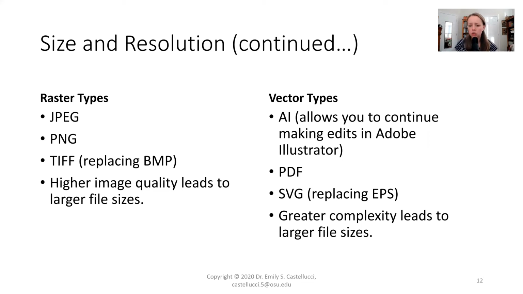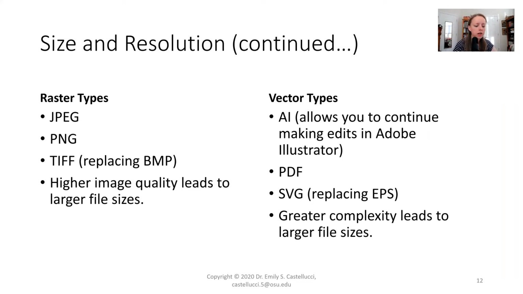As for our vector types, there are a few very unique vector types that are useful in different contexts. AI allows you to continue making edits in Adobe Illustrator. So this is something that a lot of cartographers, especially professional cartographers who make high quality maps all the time, like to do, especially those who are extremely artistic in nature. They like to export to AI and then continue the artistic elements in Adobe Illustrator.